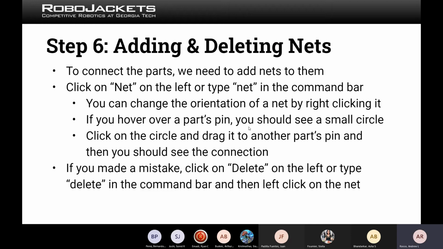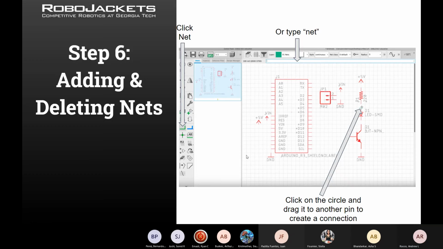Okay, this is also good to note. When you hover over a part's pin, you should see a small circle show up, and that's when you can make the physical connection to that part. All right, so that is shown here. It's a little small, but you can see the crosshair or cursor is near the top of this diode, and that little green circle comes up. That means when you press down or left click, it will make a connection, and then you can connect that to wherever you'd like.